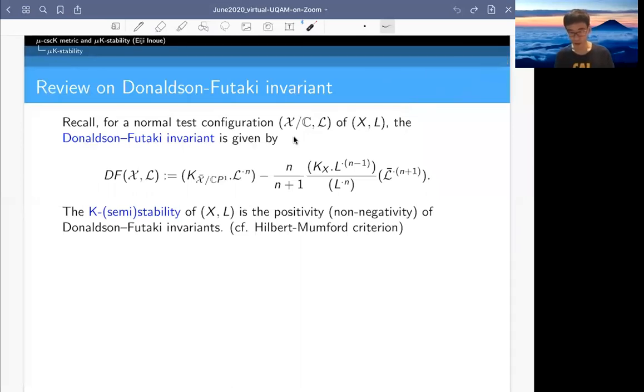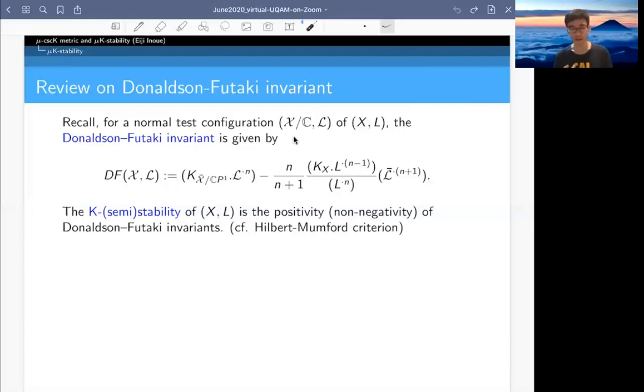Then we get a compactification of the test configuration, and this is L bar, an extension of the line bundle on X. Then we can take an intersection product like this on X bar, and this is how we understand the definition of the Donaldson-Futaki invariant. And then the K-stability of a polarized manifold is defined by the positivity of this Donaldson-Futaki invariant. This is an analogy of the Hilbert-Mumford criterion for GIT stability.